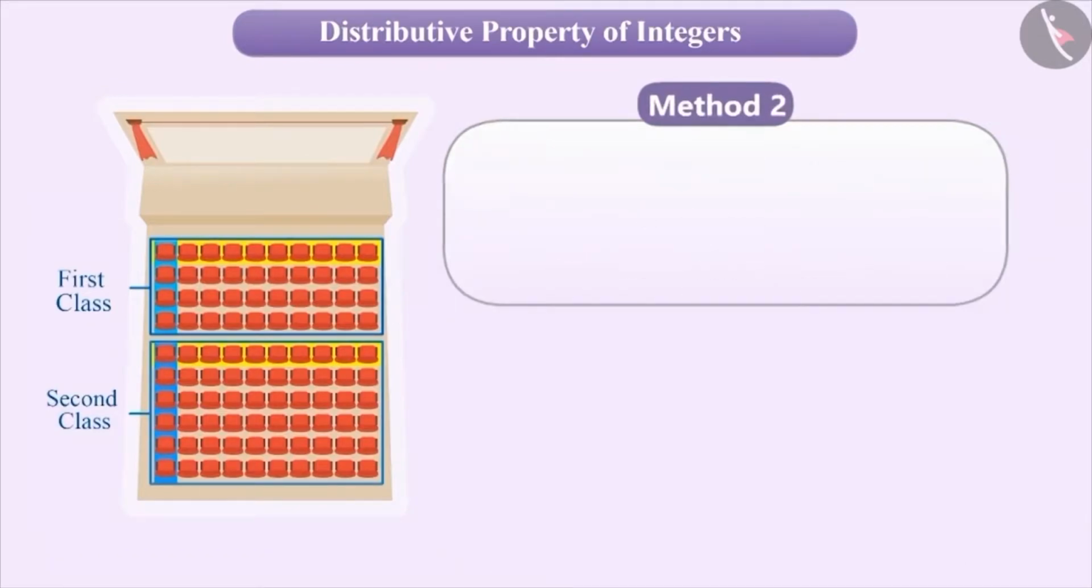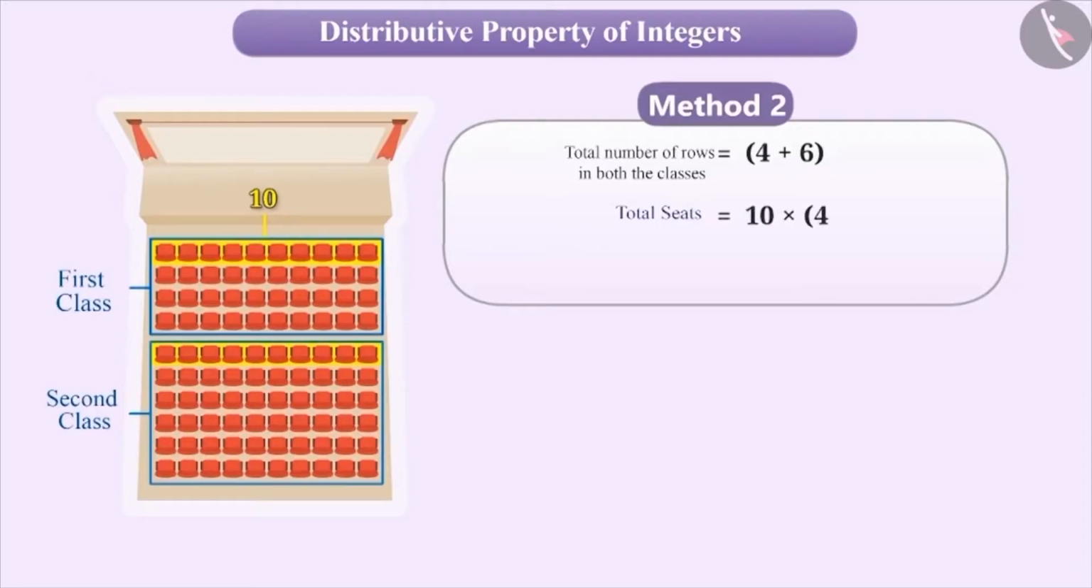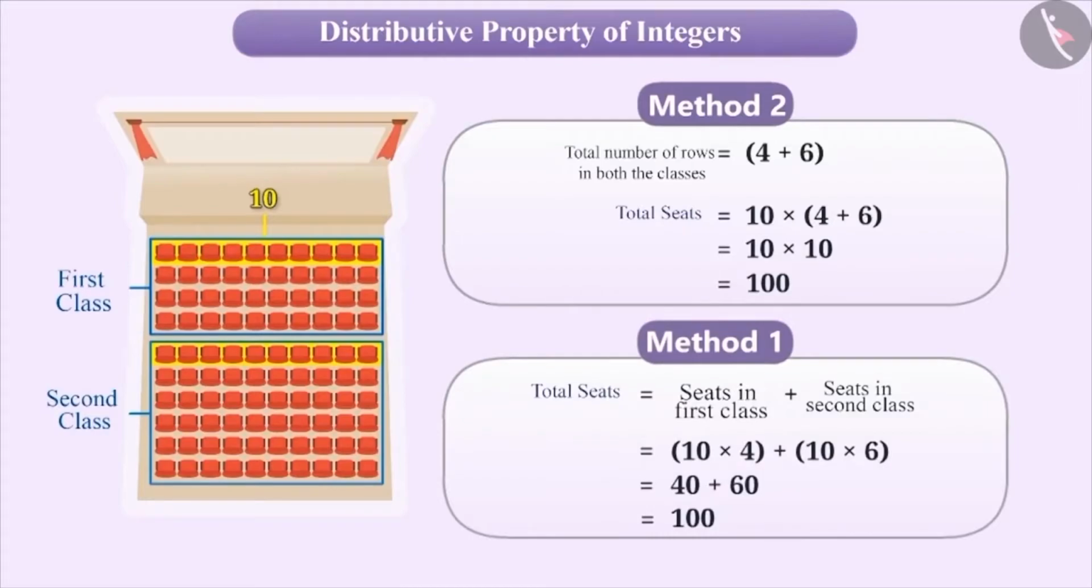Method 2. If you look carefully, you will see that the number of seats in each row is equal in both the classes, which is 10. Here the total number of rows in both the classes is 4 plus 6. So the total number of seats in the auditorium can be calculated by simplifying 10 multiplied by 4 plus 6. After solving this, the answer will be 10 multiplied by 10, which is equal to 100. The result was the same in both the methods.